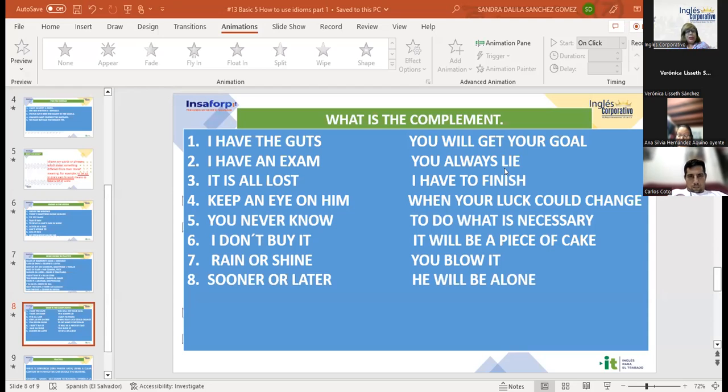Bye. Y así, rapidón, lo voy a explicar en español porque sí, ya no hay mucho tiempo.